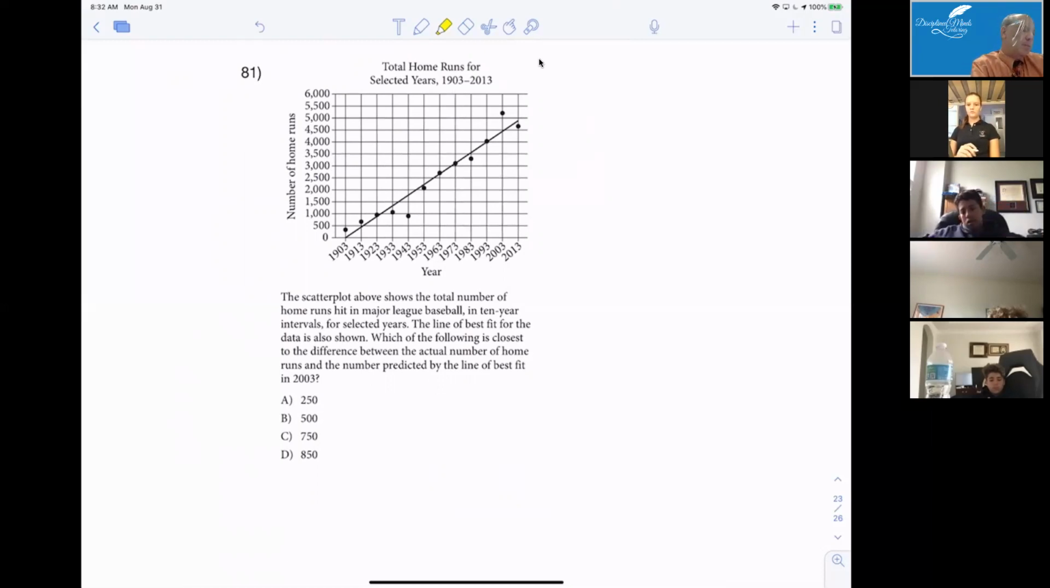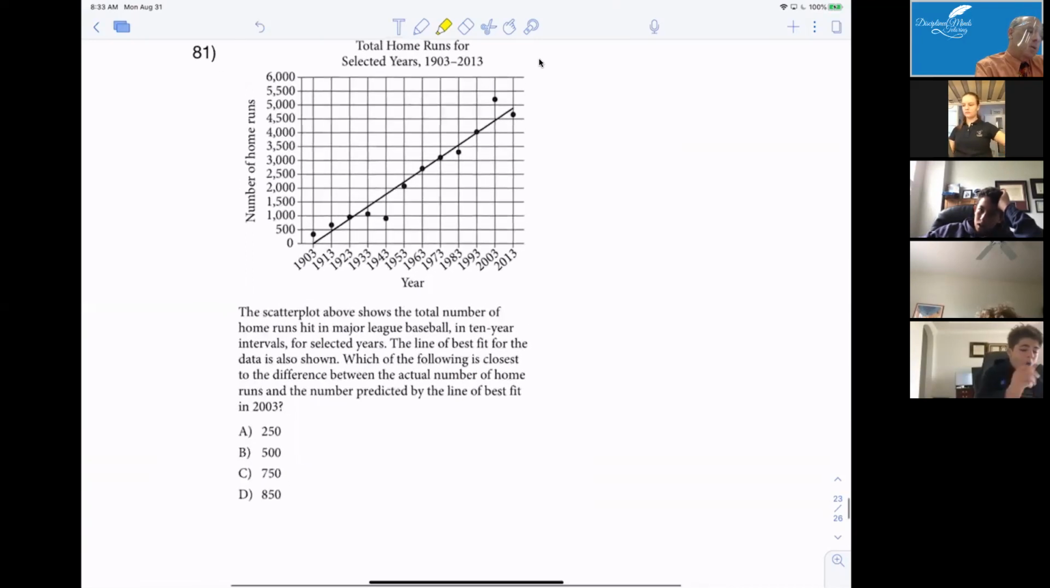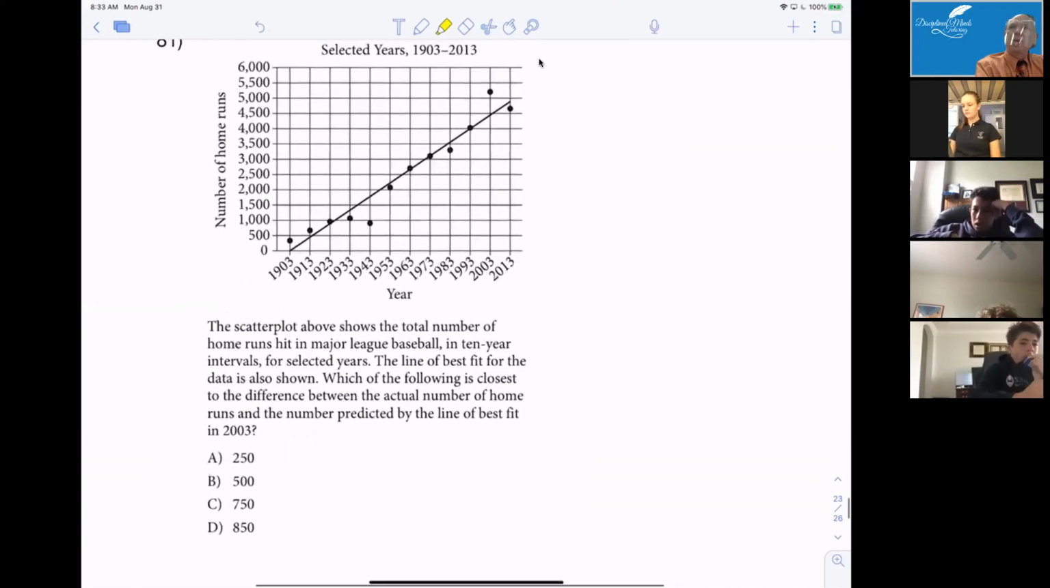It says the scatter plot above shows the total number of home runs hit in Major League Baseball in 10-year intervals for selected years. The line of best fit for the data is also shown. Which of the following is close to the difference between the actual number of home runs and the numbers predicted by the line of best fit in 2003? Oh, well, we don't really need a calculator for this. I was thinking it was a different question. This one's super easy. Sorry, you don't need your calculator for this one.